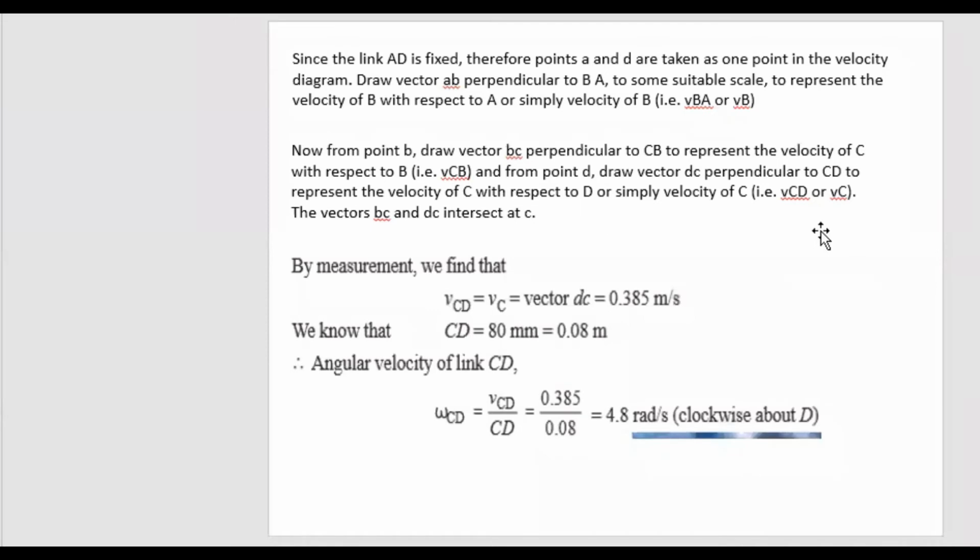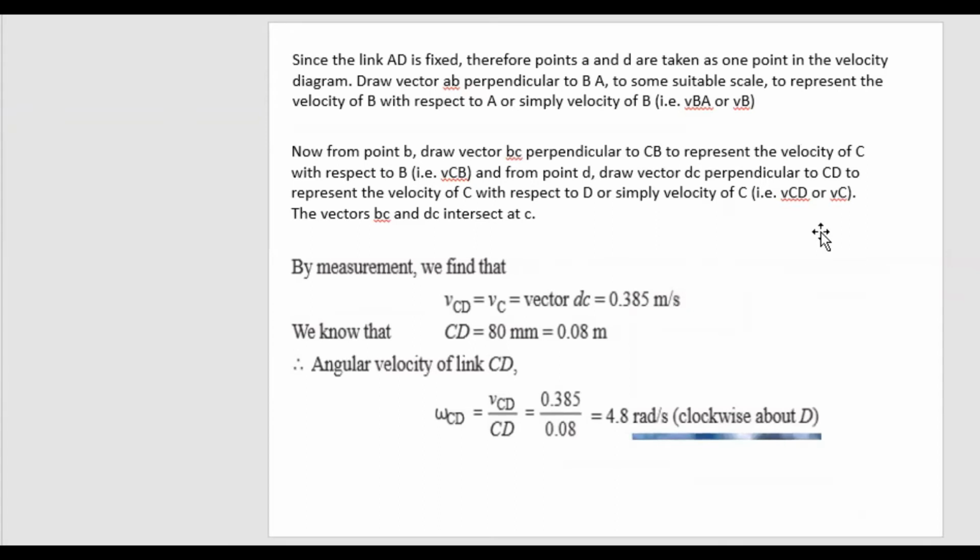Now from point B, draw a vector BC perpendicular to CB, right? Start from where you know the direction and the magnitude. You have to start from where you have both direction and magnitude. So on AB, you have both direction and magnitude. Once you draw this to scale and measure it, you will have BC, CD is equal to 0.385 meter.